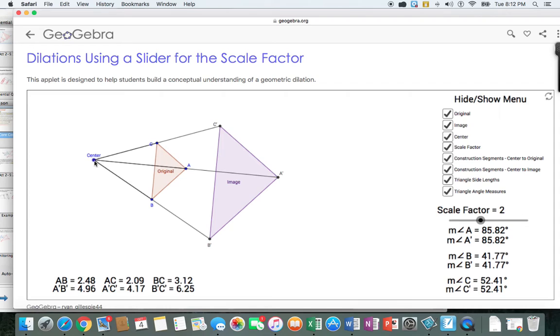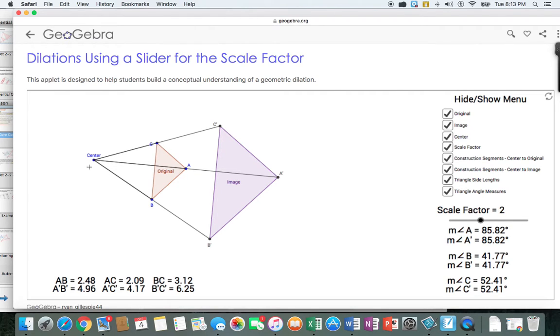Scale factor of 2 means that the distance from the center to the new location is twice as long as from the center to the pre-image. Center to the image is twice as far as center to the pre-image. What's interesting is when these triangles are compared, the angles from the pre-image to the image remain the same. But take a look at the lengths. The length of this side, AB, compared to A prime B prime, notice it's twice as much. So the scale factor really affects the lengths of the sides and how they correspond.